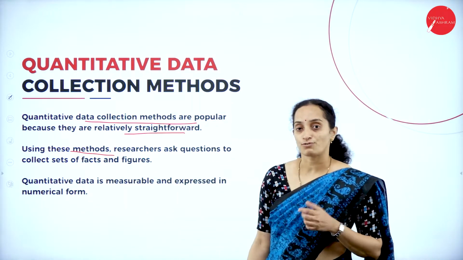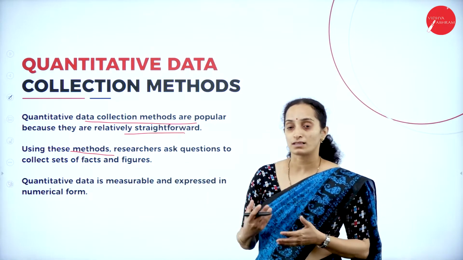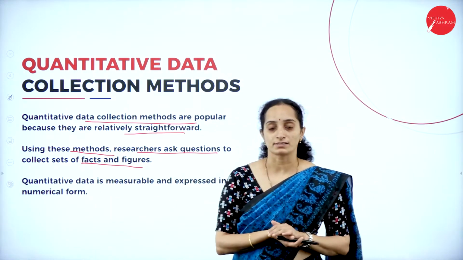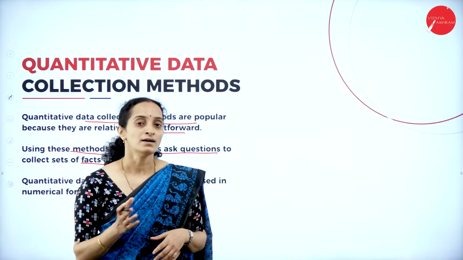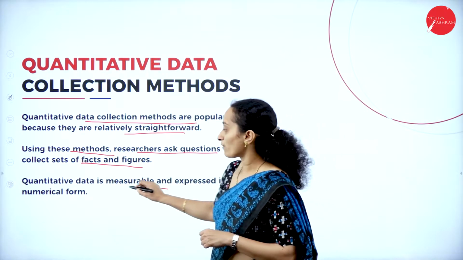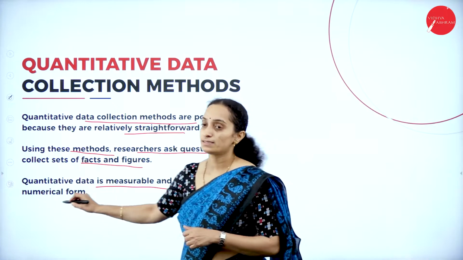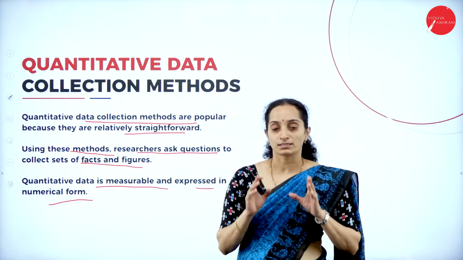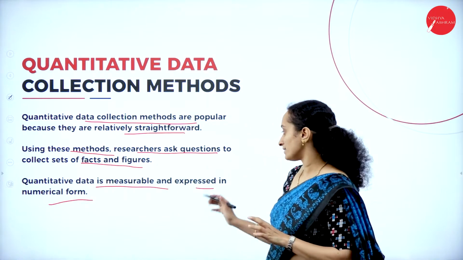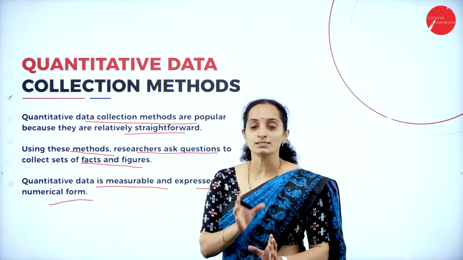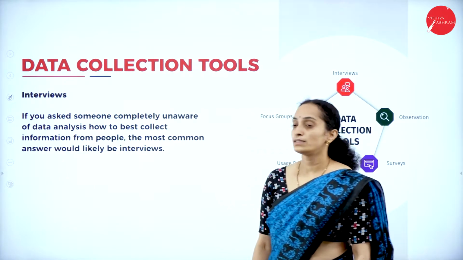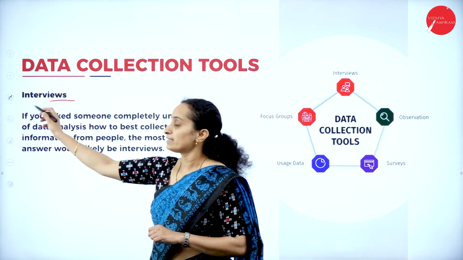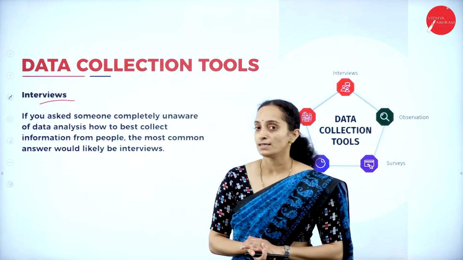Using several methods of quantitative data collection, like interviews and other things, researchers ask questions to collect sets of facts and figures. They'll give you facts and figures with the help of the quantitative data methods. The quantitative data is measurable and expressed usually in numeric form. For qualitative data, you don't have a particular format. But quantitative has a format. How do you have to represent these numerical values? Okay, let's learn about the different data collection tools that we use in quantitative data collection. Okay, the first method we usually use is interviews.